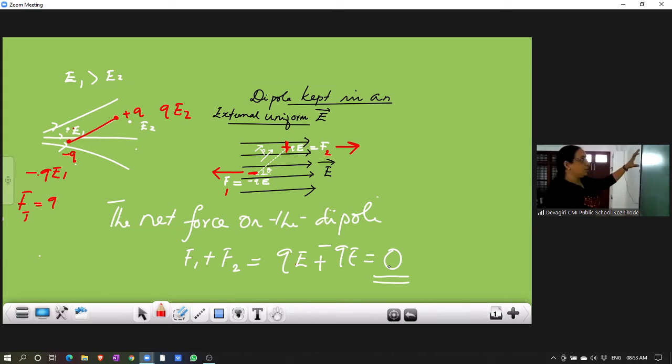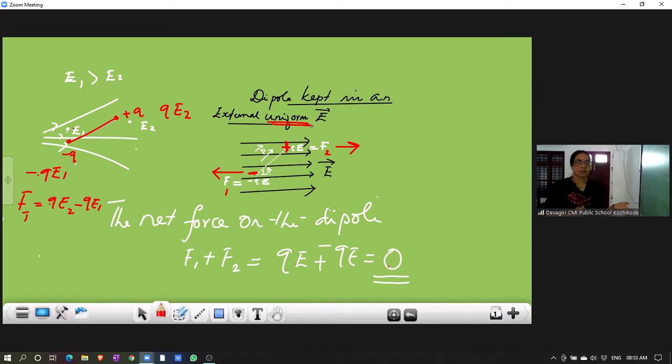So in a non-uniform electric field, the net force is not 0. We are talking about a uniform electric field, so that's the importance of the word uniform. In a uniform electric field, the net force is 0. Now, one more thing connected with this.